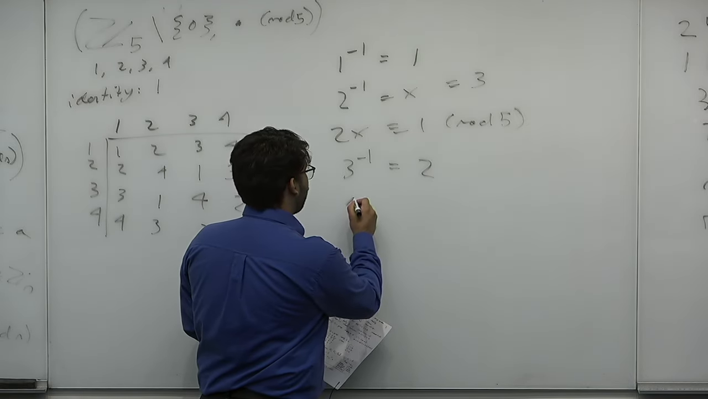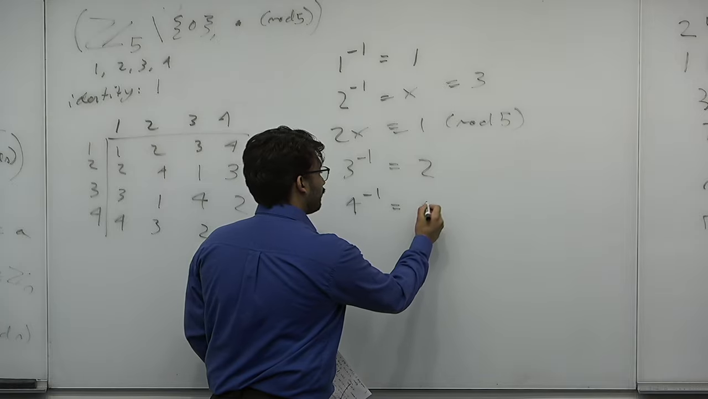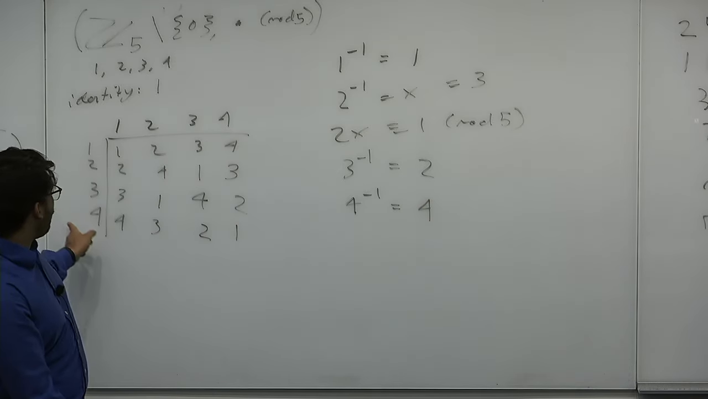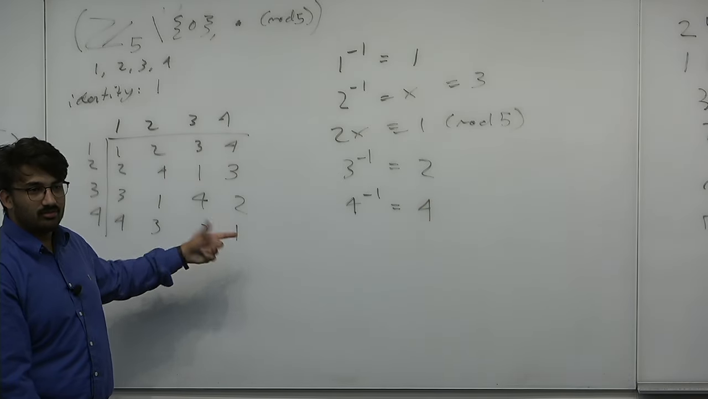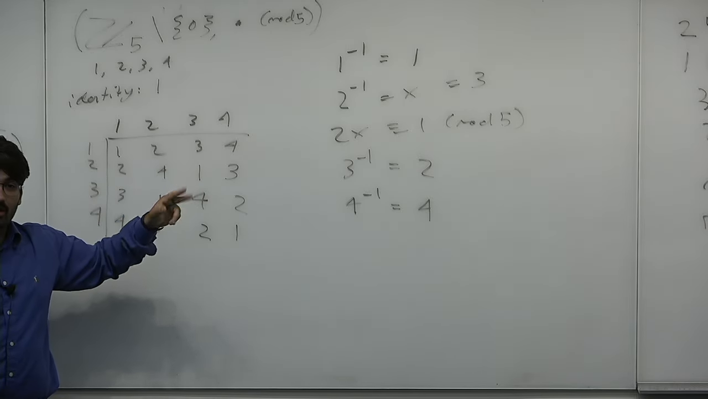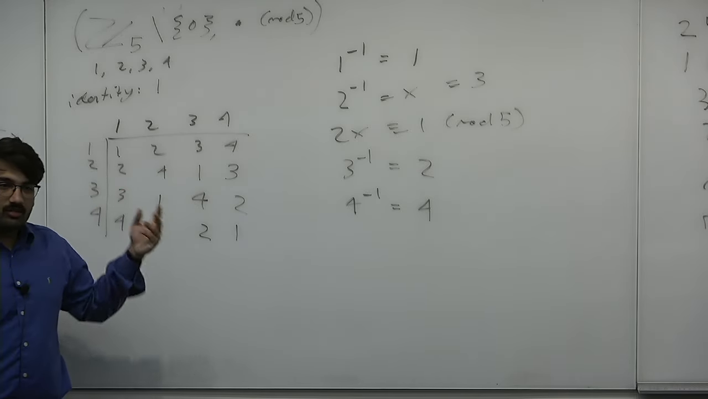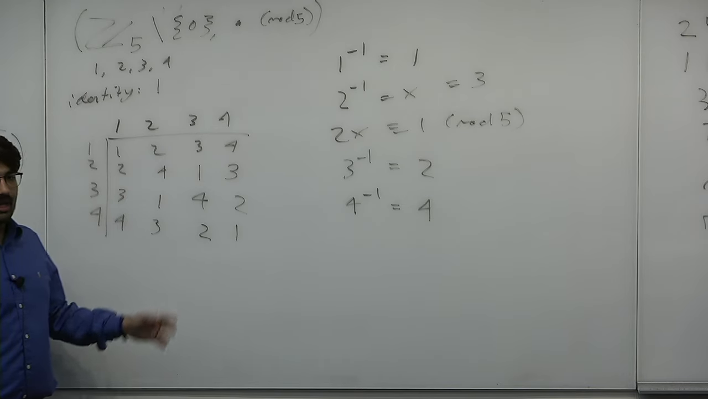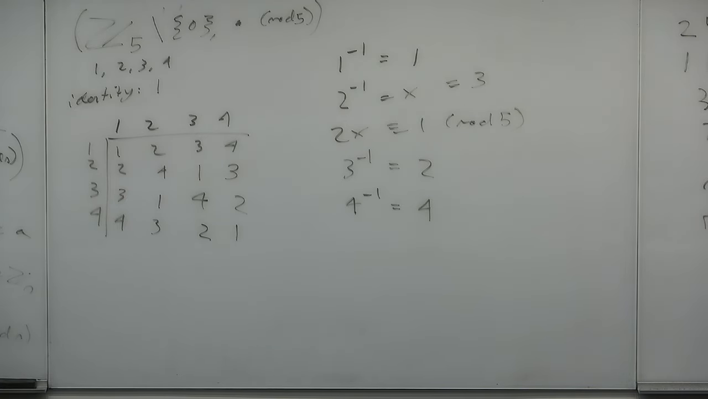Last one, what is the inverse of 4? 4. What you can do is go to the table and look where the 1 appears. It's 4. That's also interesting. The inverse of 2 and 3 are each other. The inverse of 4 is itself. Kind of weird. Kind of a different structure than we're used to. There's not a unique inverse here. That's okay. But there is at least an inverse for each one.